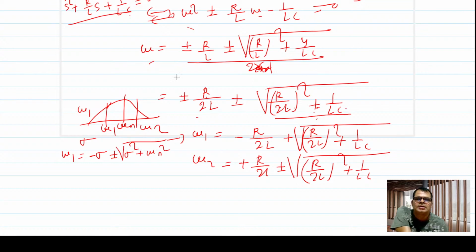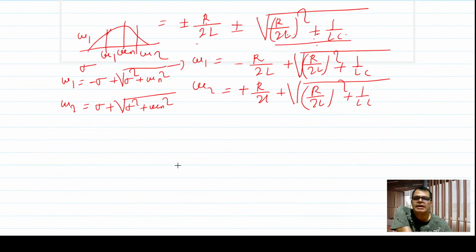Not plus minus. Look. Okay, and omega 2 equal to sigma plus root over sigma square plus omega n square. If you know this, then how to check whether it is correct or not? You know the bandwidth is always R by L. Okay, bandwidth. You can remember this, R by L.